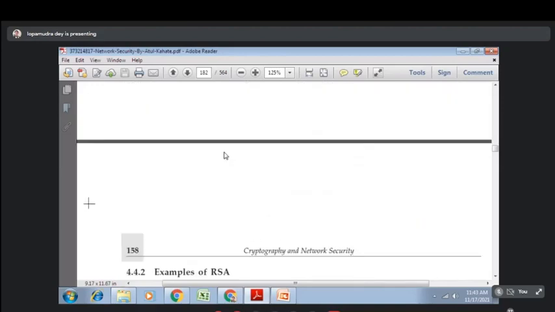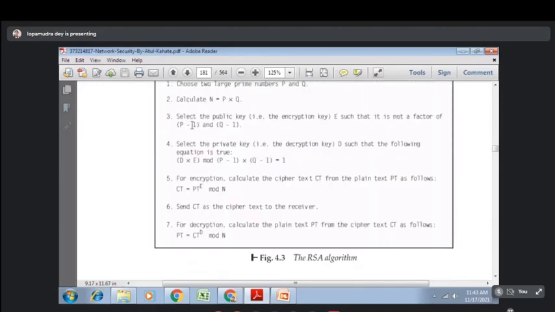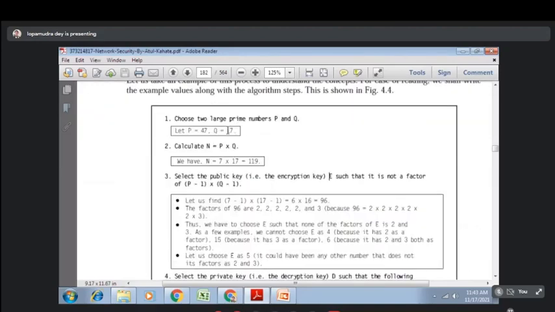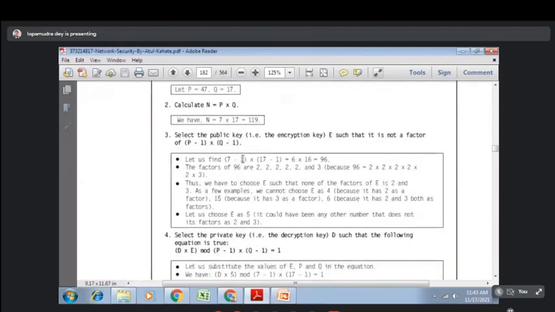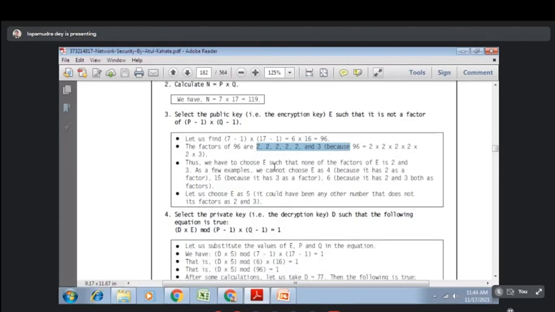So as per the formula, what is this? That is P minus 1 and Q minus 1. So you have to calculate P minus 1, that is 7 minus 1, into 17 minus 1, that is your Q. So P minus 1 is 6, Q minus 1 is 16. So 6 into 16 is 96. So these are the factors of 96. So you have to choose any value that is not a factor of this 2 and 3. So that's why E has been chosen as 5. So E is the public key.